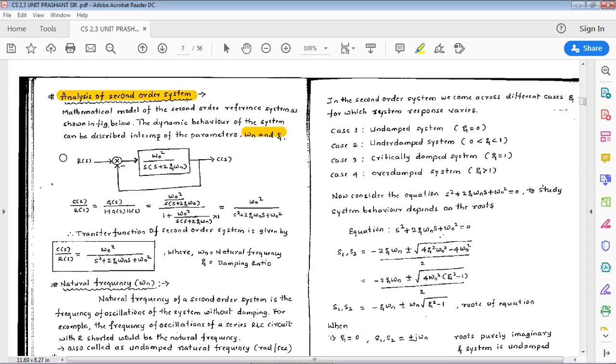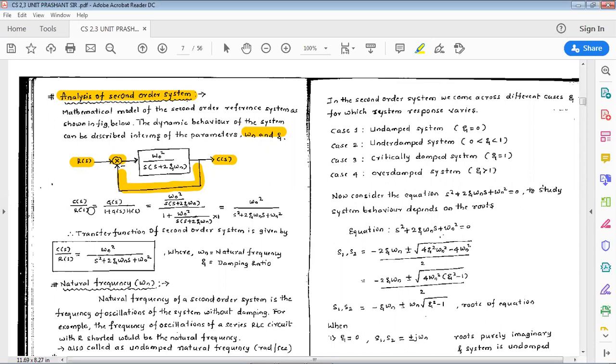Let us look at how exactly the second order system looks in the block diagram representation. Here is R of s, the reference input, C of s is the control output. This is the summing point with a feedback element, a unity feedback element like this. And this is the forward path gain, that is omega n square divided by s times s plus 2 zeta omega n. This is the standard second order system representation using the block diagram.